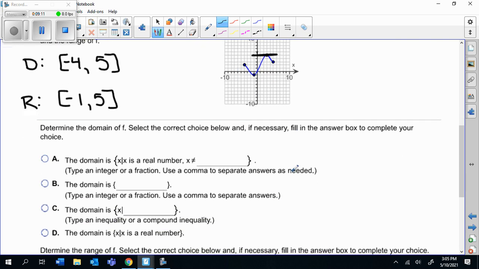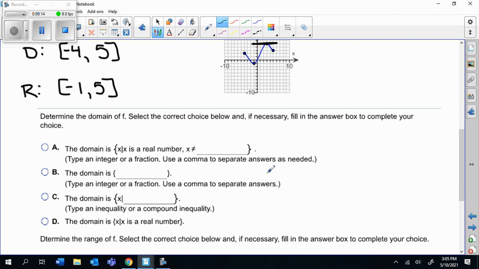Oh, and now that I see the answers, we want it as the domain is, determine the domain of F. Select the correct choice below. Fill in the answer box to complete your choice. So the domain is x such that x, compound inequality. So negative 4 ≤ x ≤ 5. So that is how I would write that.